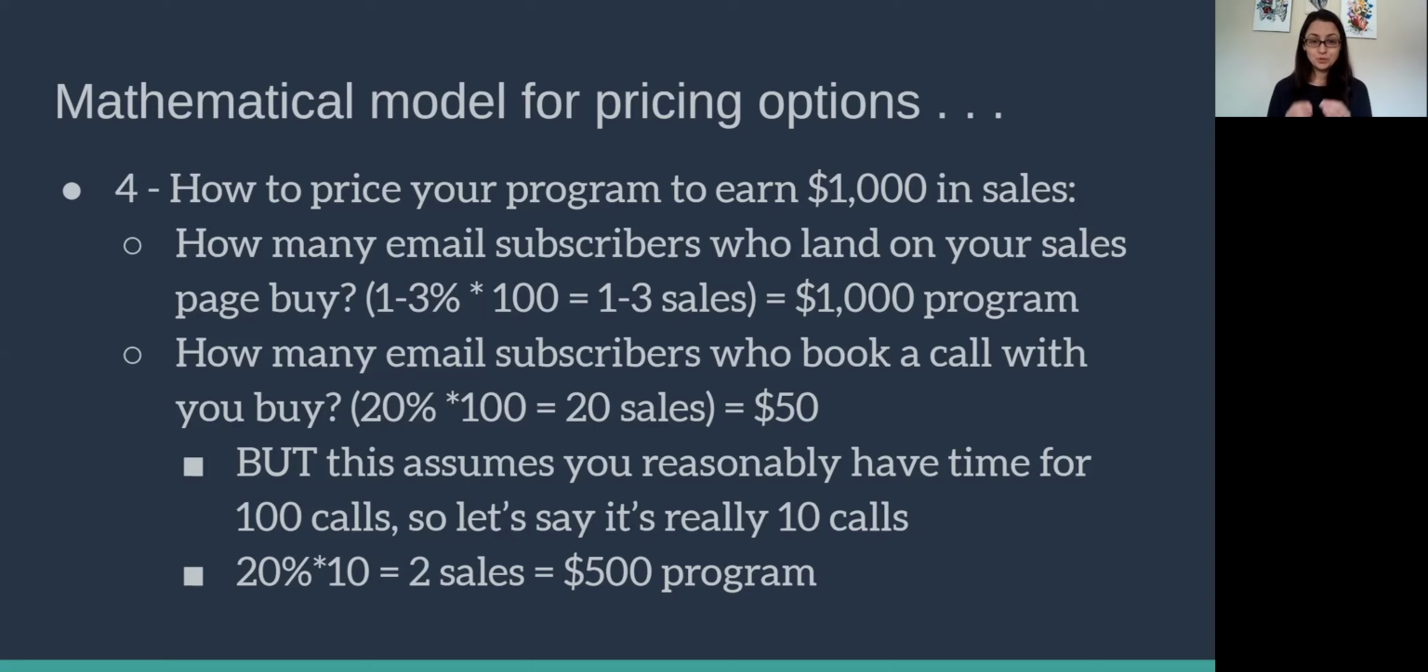And if you know you can convert 20% and you have 100 people coming through to book calls with you, you're amazing if you can get 100 calls, because if you can make those 20 sales, you can sell your program for $50 and get 20 people in it and boom, you're done. But let's put another dose of reality on here. We're not going to be able to get 100 sales calls done during your launch period. So let's say we're down to 10.